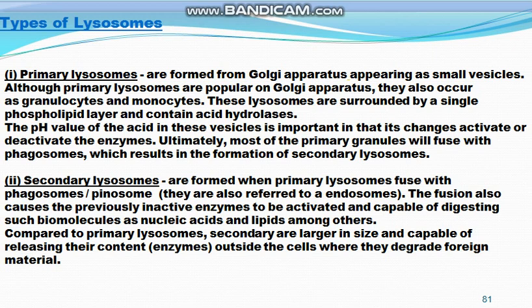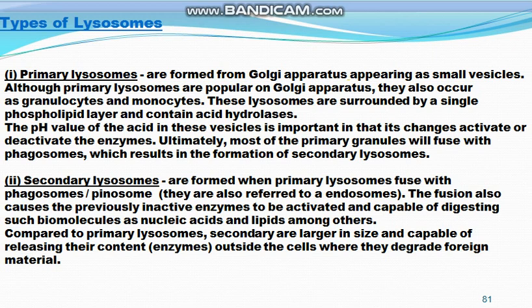So those vesicles are basically primary lysosomes, and they also occur as granulocytes and monocytes in the blood. These lysosomes are also covered by a single phospholipid layer, and inside they contain acid hydrolases. By the fusion of these primary lysosomes, secondary lysosomes are formed.